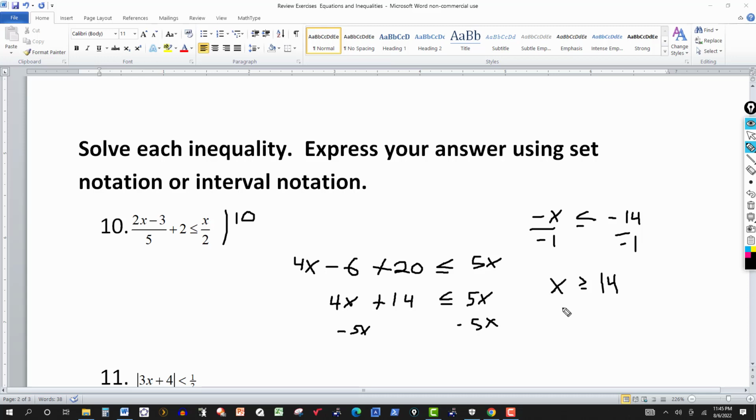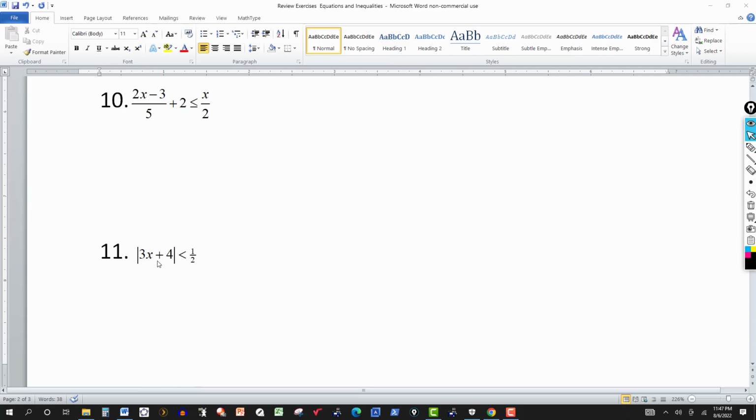So I can write the answer in set notation as the set of all x such that x is greater than or equal to 14. That is your set notation or set builder notation. So that's one way to write it. And interval notation would be, okay, brackets, everything greater than or equal to 14. So this would be infinity over here, parentheses. So either this way, this way.